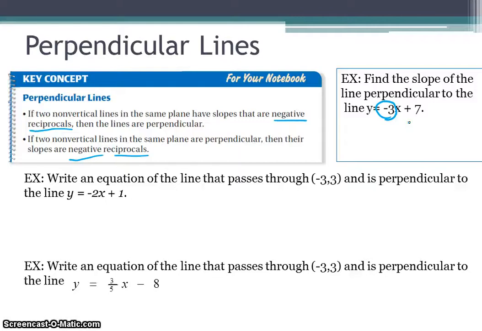Negative 3 isn't a fraction, so does it help me to write it as negative 3/1? Good job. So I need to make the reciprocal, so my reciprocal slope is going to be 1/3. Am I done? You kind of are for this one, but why? Well, I reciprocated it, but I need the negative reciprocal. So since it was negative here, my slope is going to be the opposite. That's always right. They're going to be opposite signs. Always, always, always.